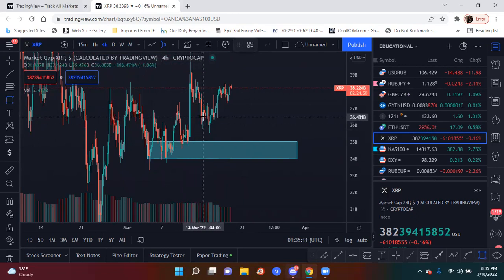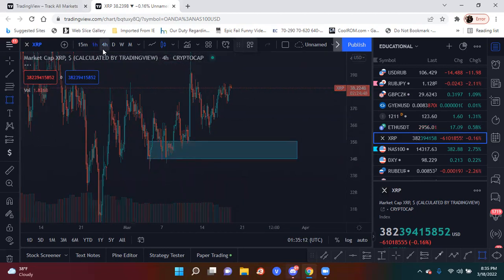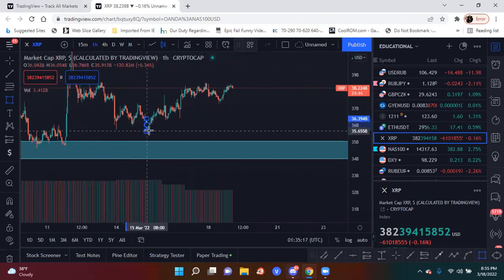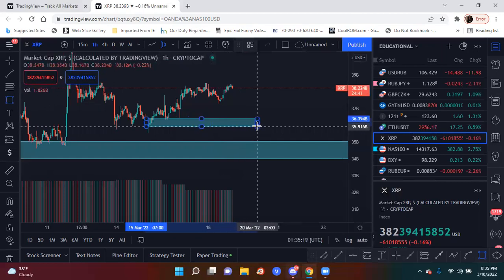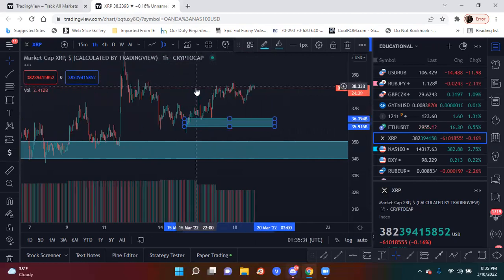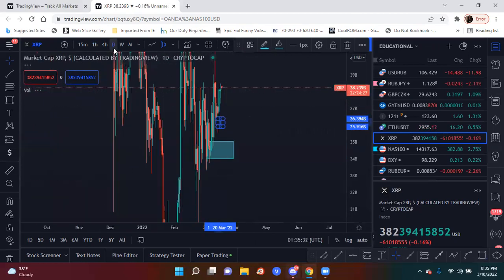I think this is on the H1. So right there, H1 creates another zone. Look, it shoots off of the zone, taps it again. You could have got in right there, small, airtight stop loss. Shoots to the moon. They're all on every time frame.